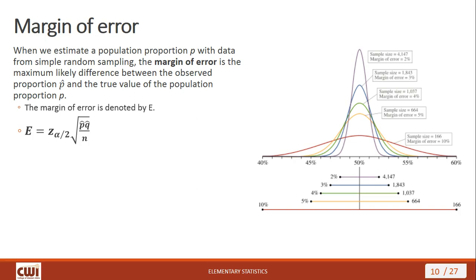We calculate it with this expression here. So we're going to take our critical Z value and then multiply it by the square root of the product of the population proportion multiplied by the complement of the population proportion divided by the sample size. So the probability of getting the margin of error is going to be 1 minus alpha. This is the same as our level of confidence that the interval we're constructing contains the true population parameter, in this case, the population proportion.